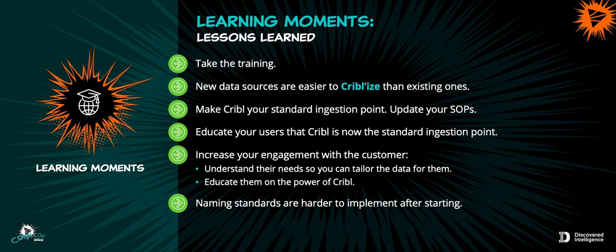And increase your engagement with your customers. It isn't enough to have a quick Teams call to find out the size and location of data. Now you need to have a conversation with the customer to understand their requirements and the use cases for the data. And armed with this information, you can effectively tame the data and achieve the right amount of reduction for the customer and the company. And naming standards are harder to implement after starting. It's very frustrating to me that the destination for Splunk HEC is different in each of our worker groups.